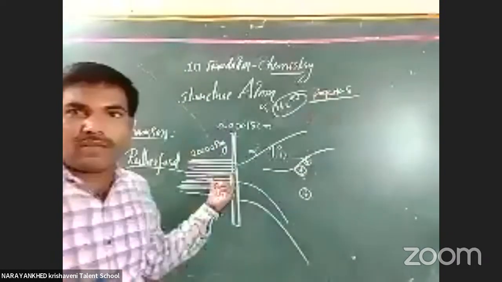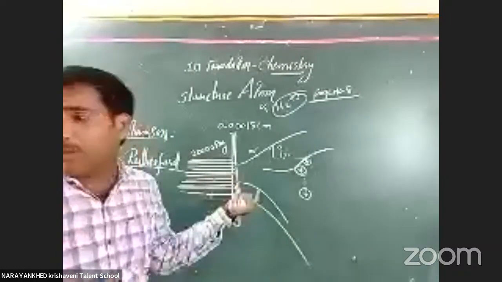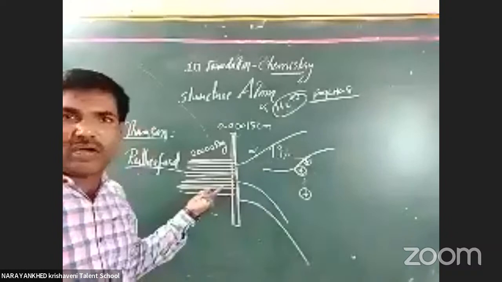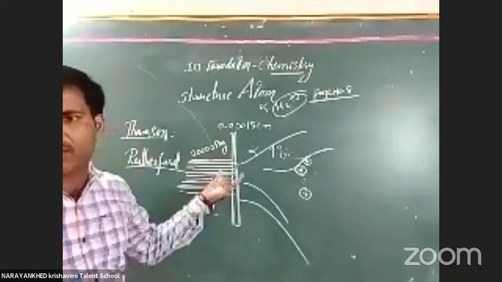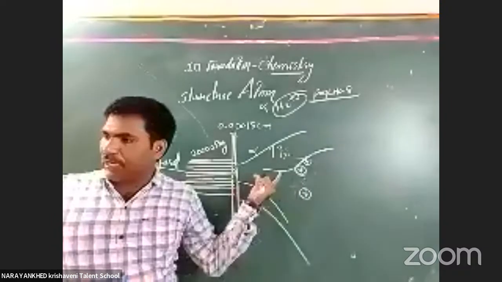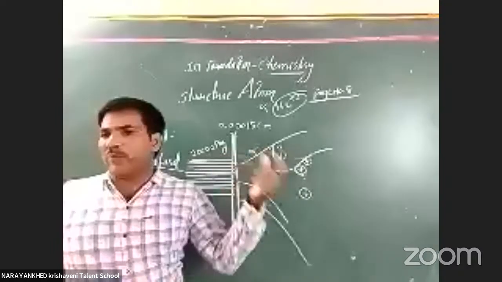Alpha rays are coming and falling on a gold foil. 99% of them penetrate. Of the remaining 1%, about 80% are deviated from their original path, and just 0.2% are returned back.